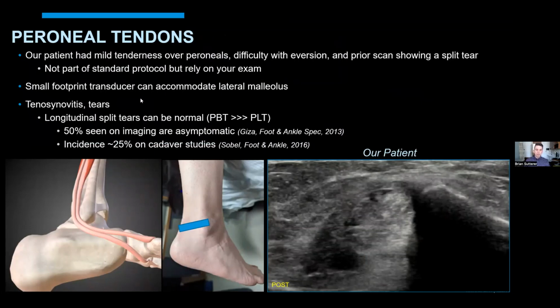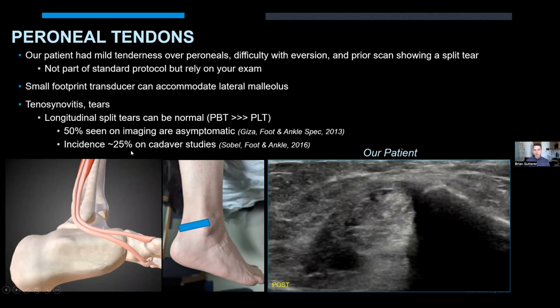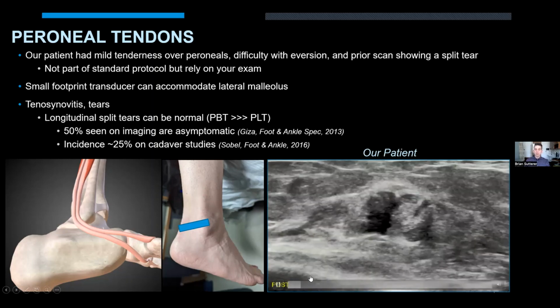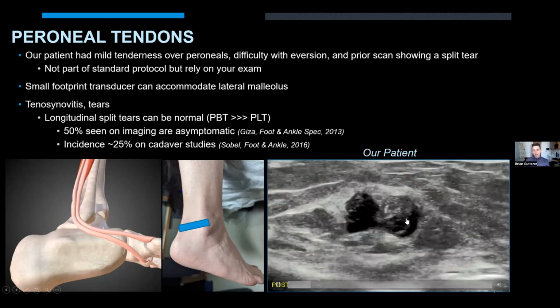The important thing to focus on in this area is, is something a pathologic split tear, or is this just incidental? Some interesting data, 50% of these seen on imaging are asymptomatic, and there is fairly high prevalence on some cadaveric studies. So just be cautious when you're seeing evidence of split tears, especially in the peroneus brevis, and how that correlates to pain.